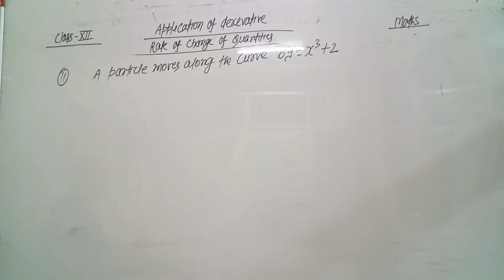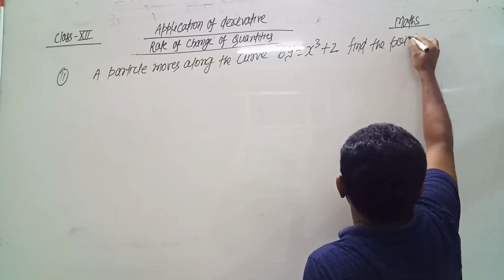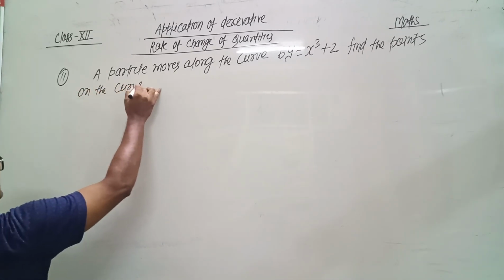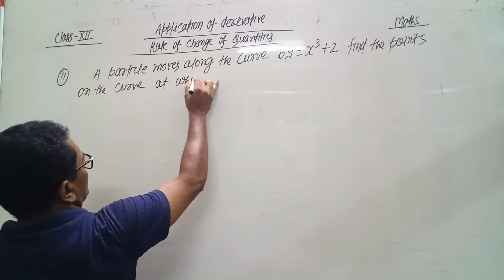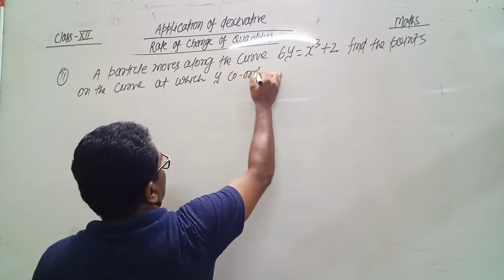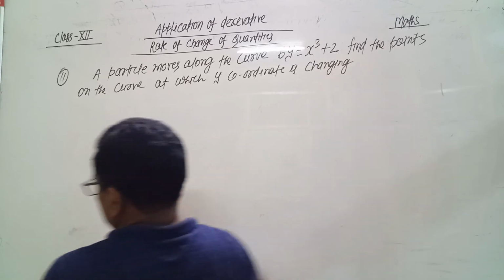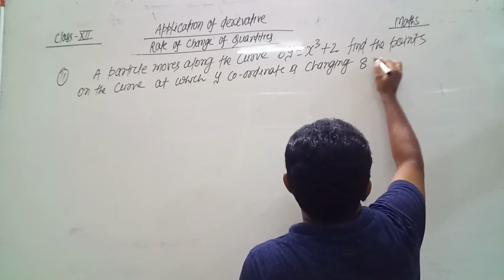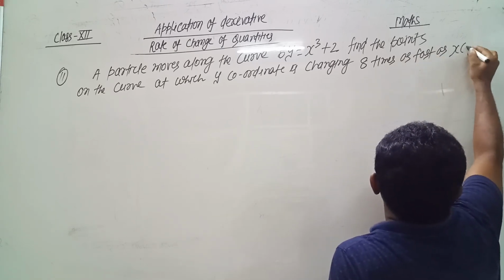Find the points on the curve at which the y coordinate is changing 8 times as fast as the x coordinate.